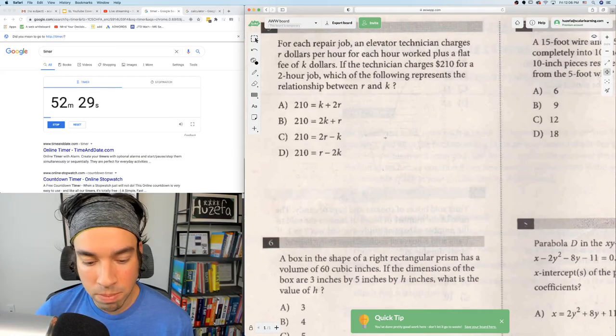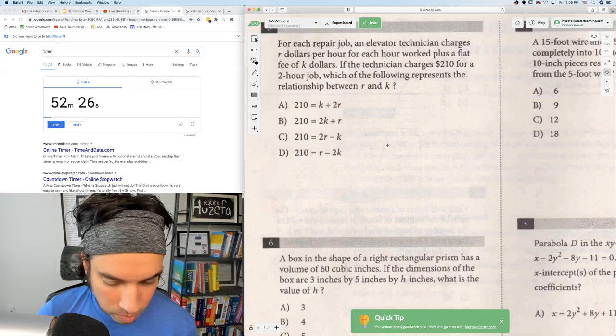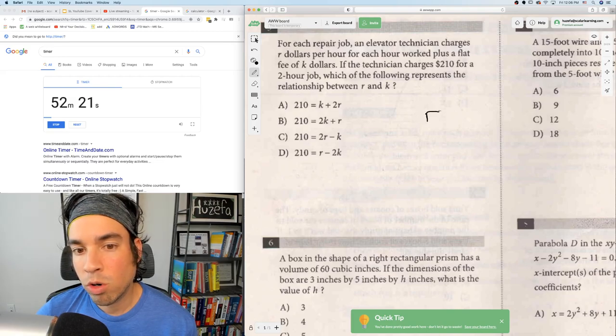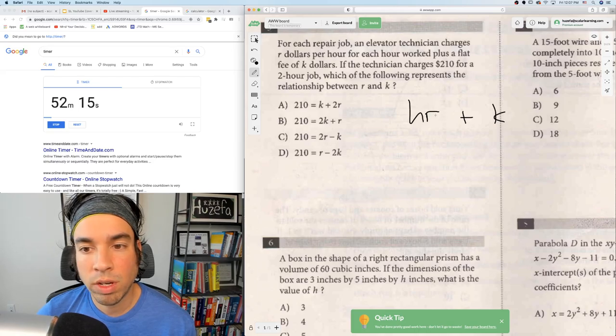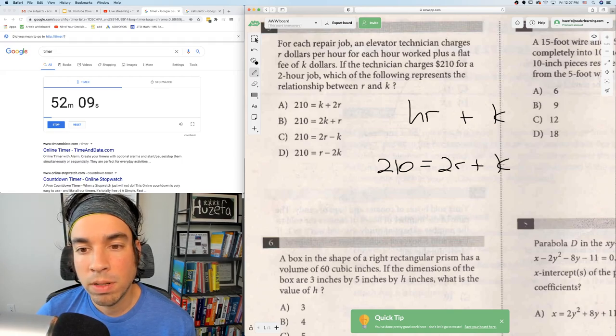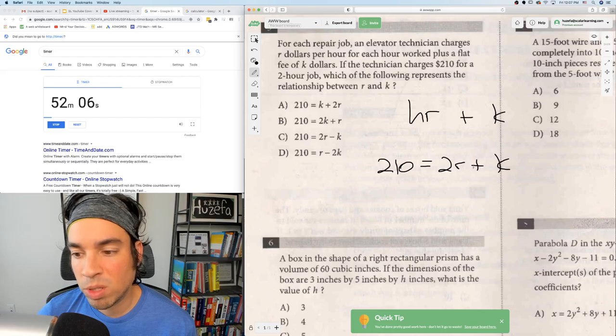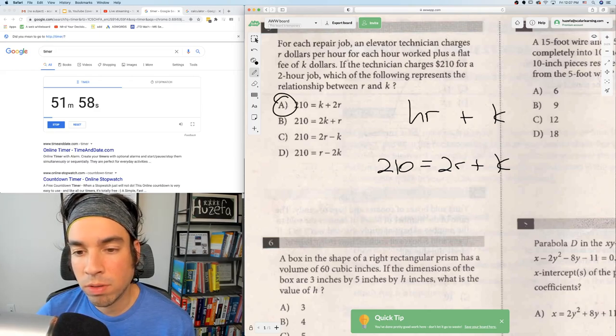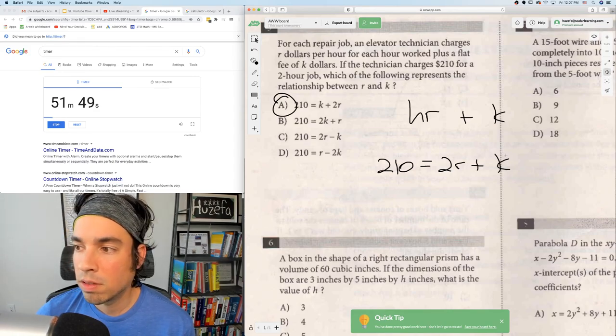Number 5. For each repair job, an elevator technician charges R dollars per hour for each hour worked plus a flat fee of K dollars. So R times hours. Okay. If the technician charges $210 for a 2-hour job, which of the following represents the relationship between R and K? It's literally what I wrote here. It's this one. Let's just make sure I didn't make any mistakes. R dollars per hour for 2 hours, plus a flat fee of K. Boom, done. Next.